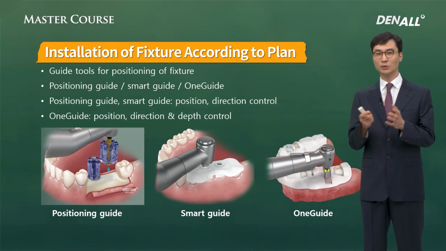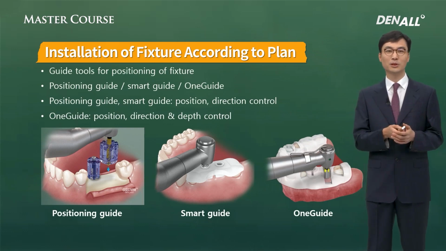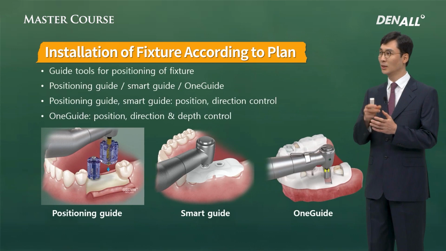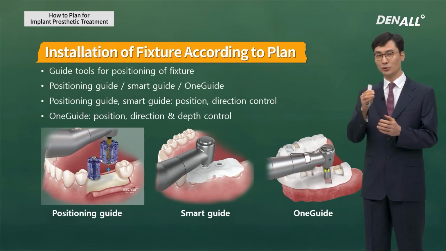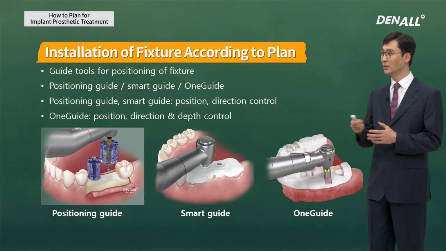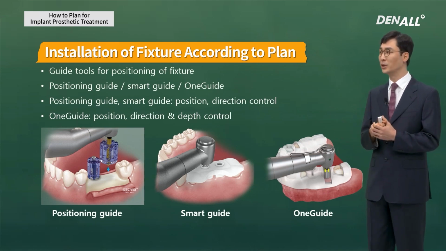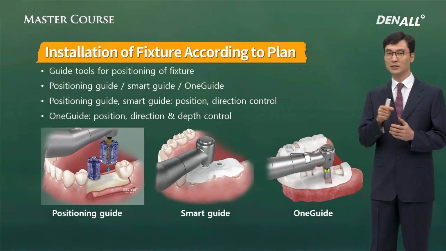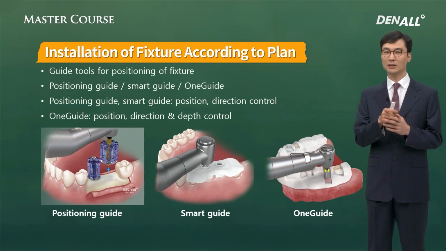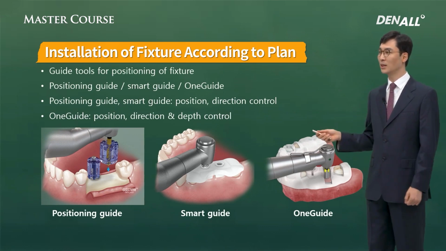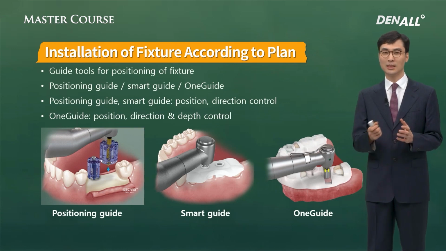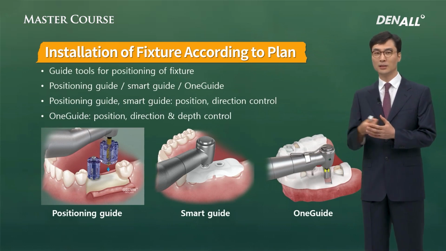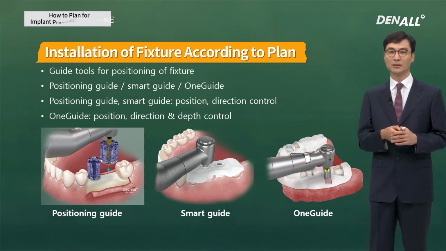We need tools to make our treatment plan a reality. There are many guide tools. One guide helps us determine the implant's position, direction, and depths. On the other hand, if you have not prepared this ahead, during surgery, you can use a smart guide or positioning guide to get correct position and direction. This is a more simple guide system. If you have not prepared one guide system ahead, you can use these simpler guide systems.